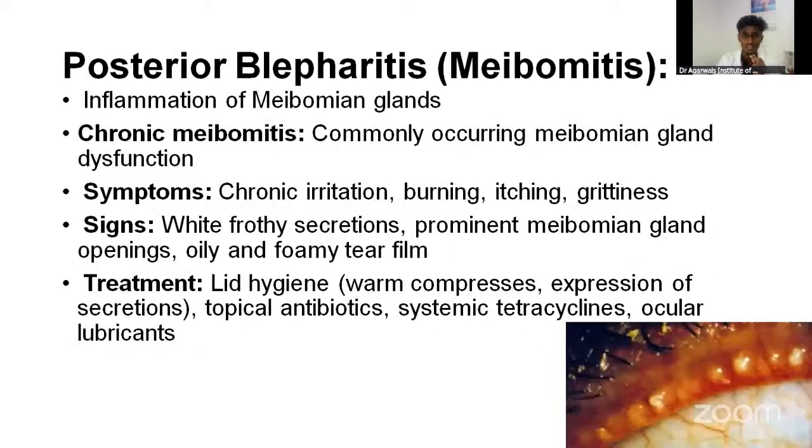Posterior blepharitis, which is meibomitis, is inflammation of the meibomian gland, commonly occurring as chronic meibomian gland dysfunction. The symptoms are chronic irritation, burning, itching, grittiness. Signs: white frothy secretion, prominent meibomian gland openings, oily and foamy tear film. Treatments are lid hygiene, warm compression, expression of secretion, topical antibiotics, systemic tetracyclines, ocular lubricants.